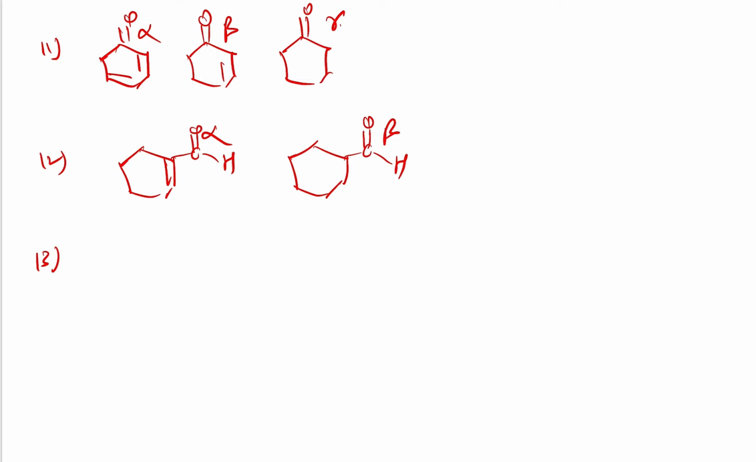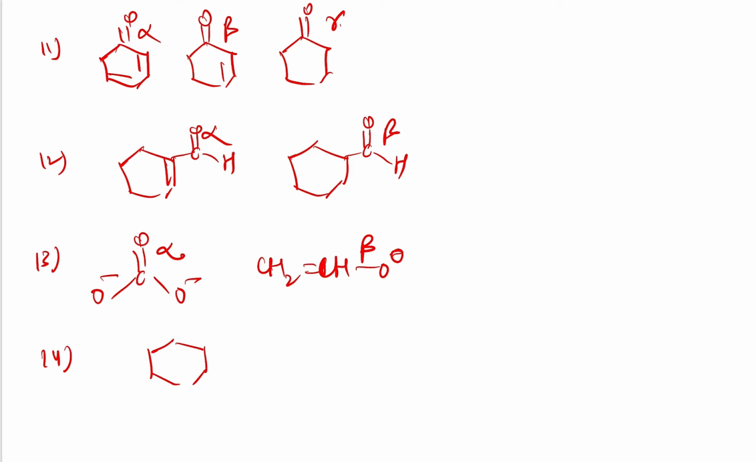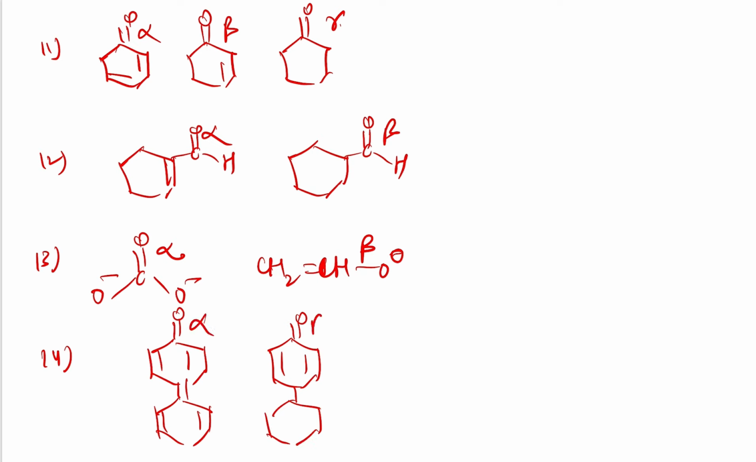13th question, C double bond O negative and O negative, and CH2 CH and O negative. And now it is alpha and it is beta. 14th question, and it is a good question. We have two rings, cyclohexane, cyclohexene, this and this. Here we have alpha and here we have beta. Now you have to try to answer by your own.